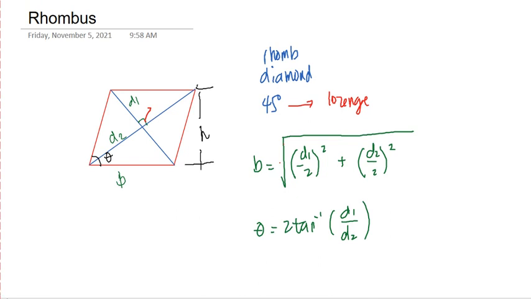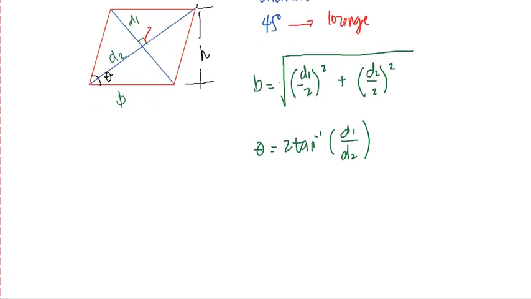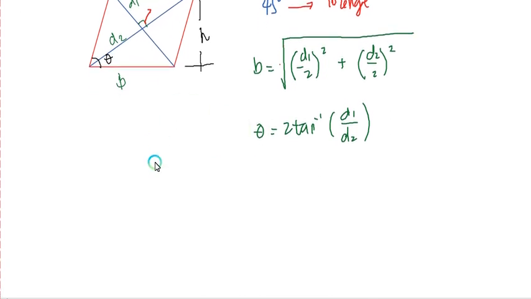Next, as with the other types of parallelogram, they can also ask us about the perimeter. So the perimeter is just the measurement of the sides, or the sum of the sides. For example, if our side is b, then our perimeter is 4b because the sides are equal. Okay? So that is the perimeter of your rhombus.